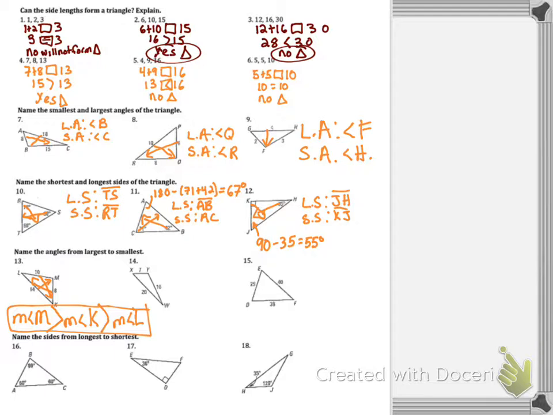For number 14, it's the same directions, and we see that our largest angle is the one across from our largest side, so that's 20. So the measure of angle Y is greater than the measure of angle, and we see that 15 is the next biggest. The angle that's opposite of that side is X, which is greater than our smallest side, that 7, which directly across from it is angle W.